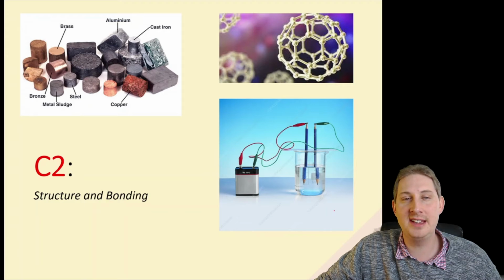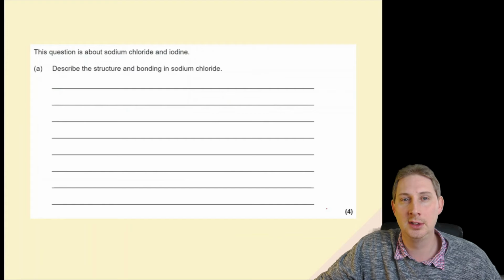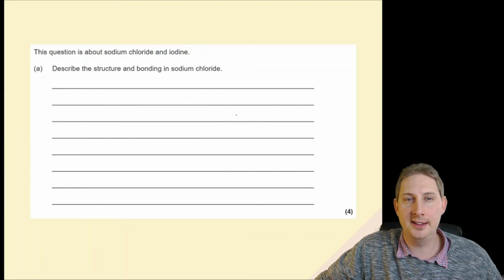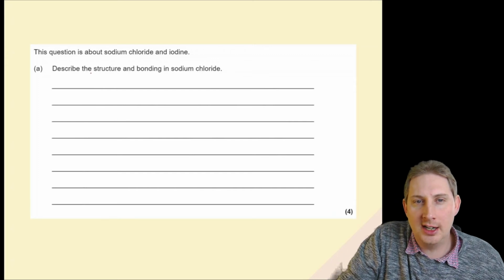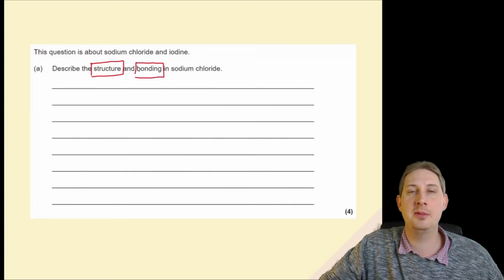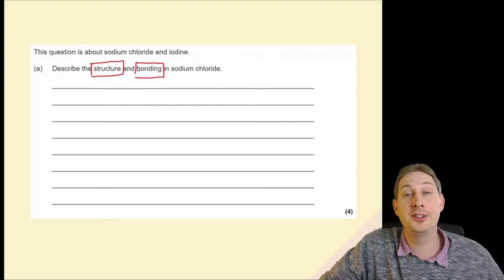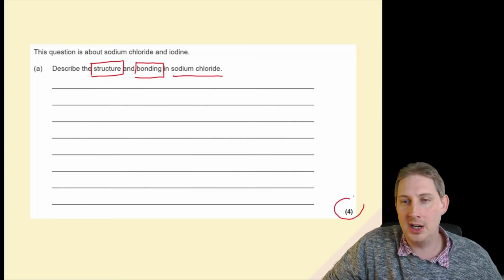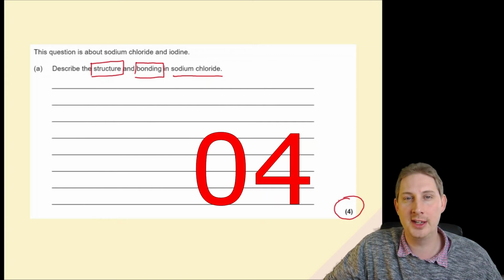Moving on to the very recent C2 structure and bonding. Now here you really should have all this information at your fingertips, so you shouldn't need to go back and look any of it up. First question. This question is about sodium chloride and iodine. Describe the structure and the bonding. Okay, so make sure that you're talking about not just the type of bonding in sodium chloride, but also the structure of sodium chloride as well. 4 marks, 4 minutes, off you go.